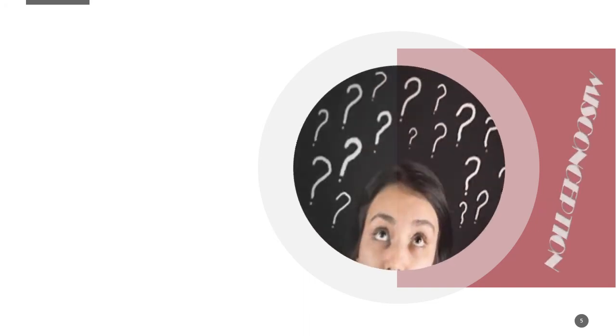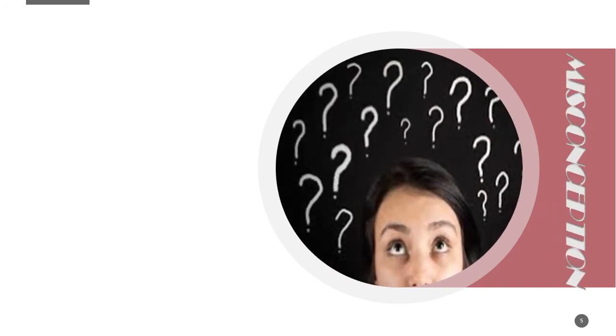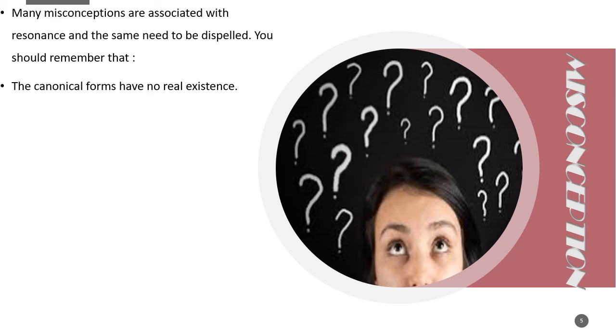Now there are some misconceptions about resonance. We'll discuss them one by one. Number one, the canonical forms have no real existence. Ozone, you take first ozone structure, second ozone structure, they will not exist. Simply we draw them. Which one will exist? It is the resonance hybrid that will exist.